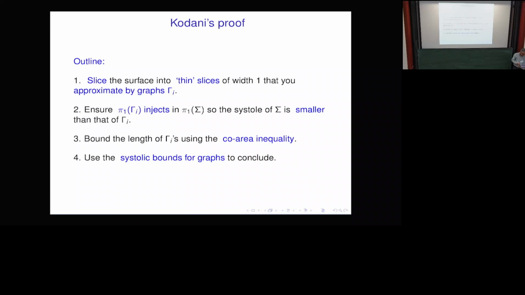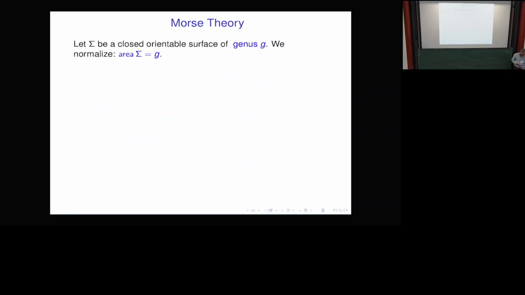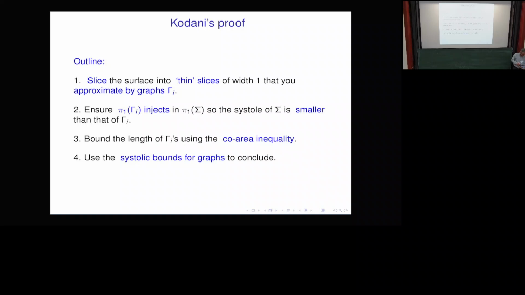And now use my previous theorem for the systolic bounds for graphs. Well, we are going to have a bound on the lengths, and we'll also see, okay, that's another part, that the graphs gamma i are complicated, right? So this is part of Kodani's trick to ensure that they are topologically complicated, and then the systolic bound for graphs will give us a result.